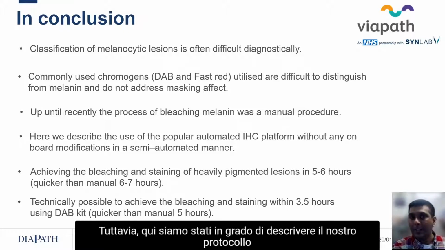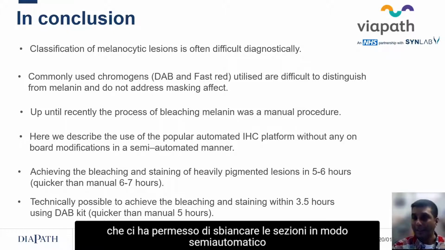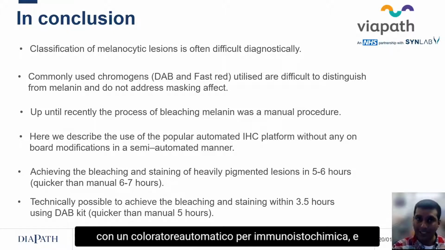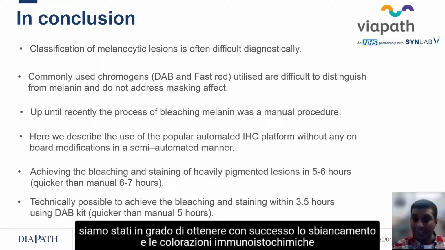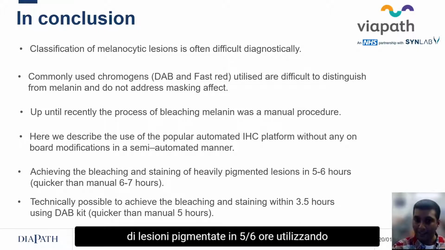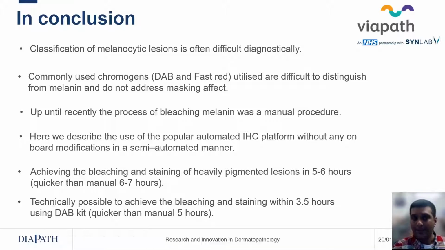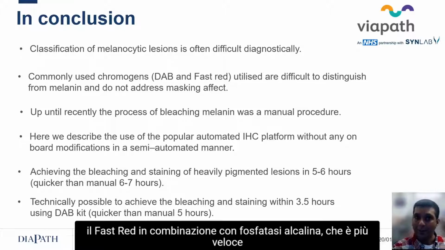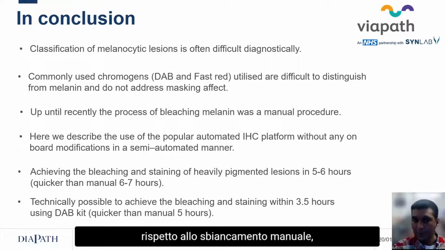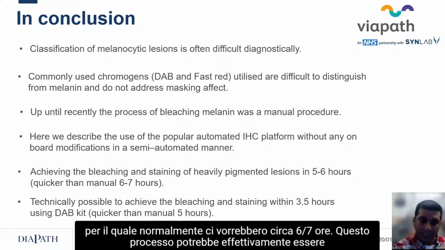However, here we were able to generate a protocol that allowed us to bleach the section on an automated immunohistochemical platform in a semi-automated manner. And we were actually able to achieve successful bleaching and staining of heavily pigmented lesions within 5 to 6 hours using the fast red in combination with alkaline phosphatase, which is quicker than if we were to do the manual bleaching, which would normally take around 6 to 7.